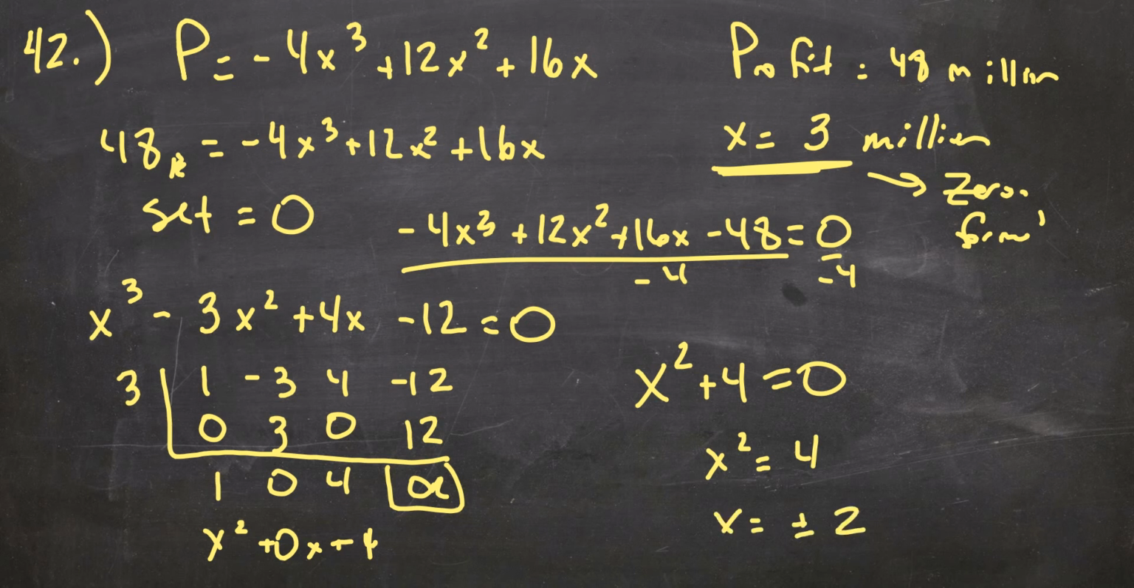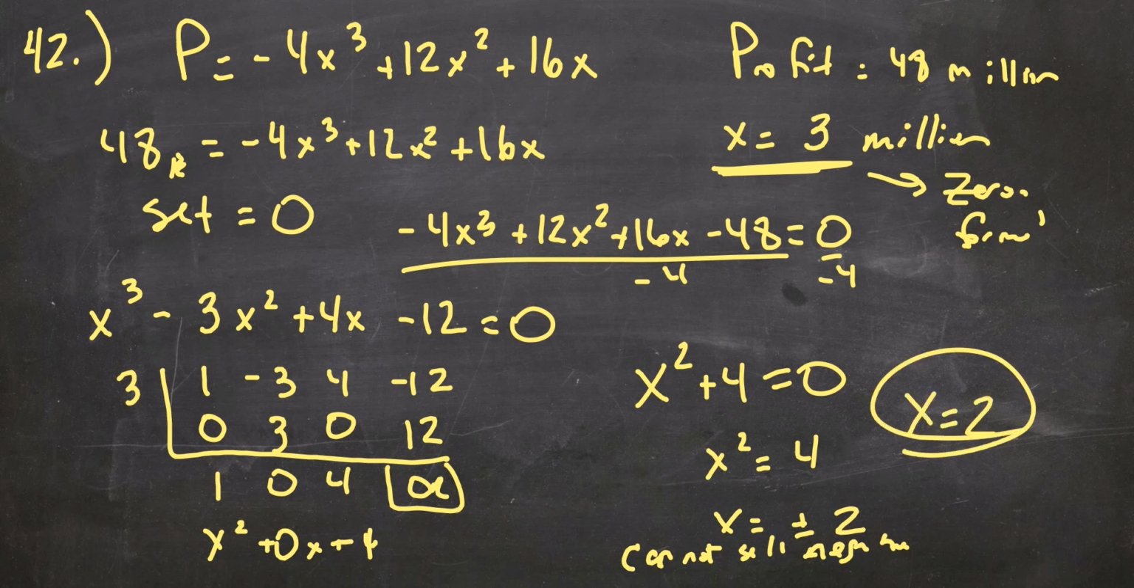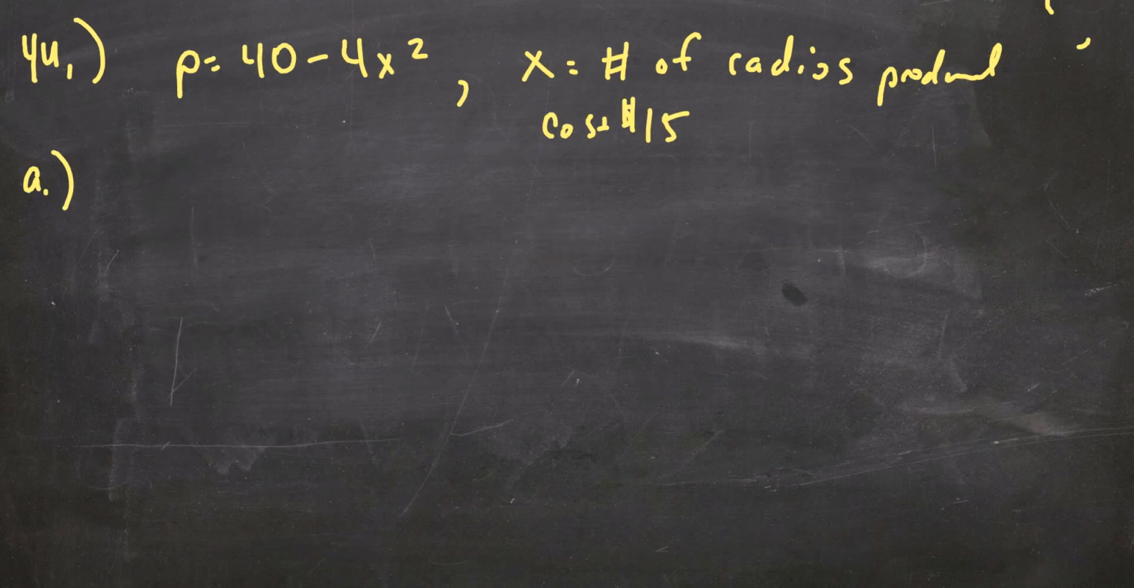Well, you cannot sell negative players, so x equals 2 is the only other solution. And that's it for 42.